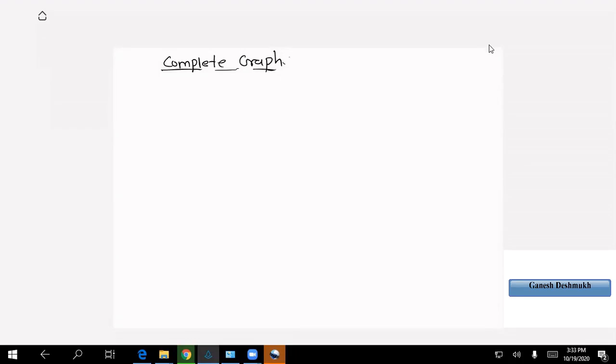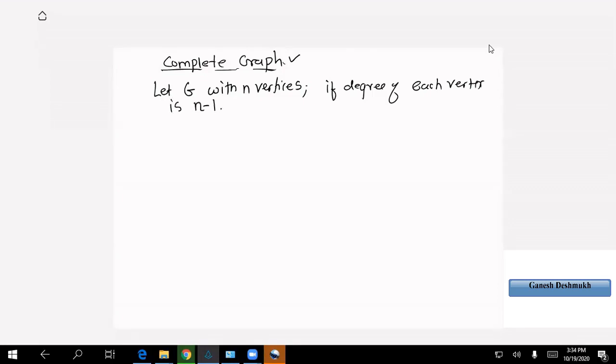Next important definition in graph theory, which is very frequently asked in the exam, is the complete graph. Suppose we have a graph G with n vertices, and the degree of each vertex is n minus 1. If we have a graph with n vertices and the degree of each vertex is n minus 1, then such a graph is called a complete graph.